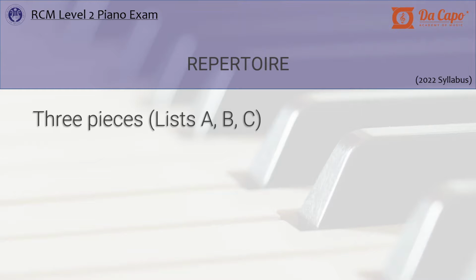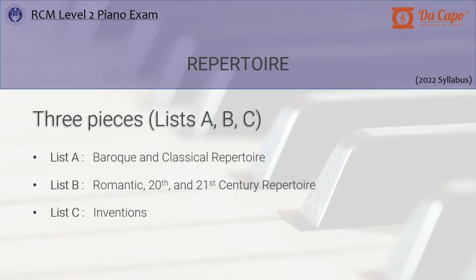For the repertoire, for Level 2, we still have our three pieces from each of the lists. List A piece, List B piece, and List C piece. And as you might remember, each list represents music from a particular genre or a historical period. And keep in mind that you can earn 2 extra marks per piece if you have it memorized. Let's keep going.